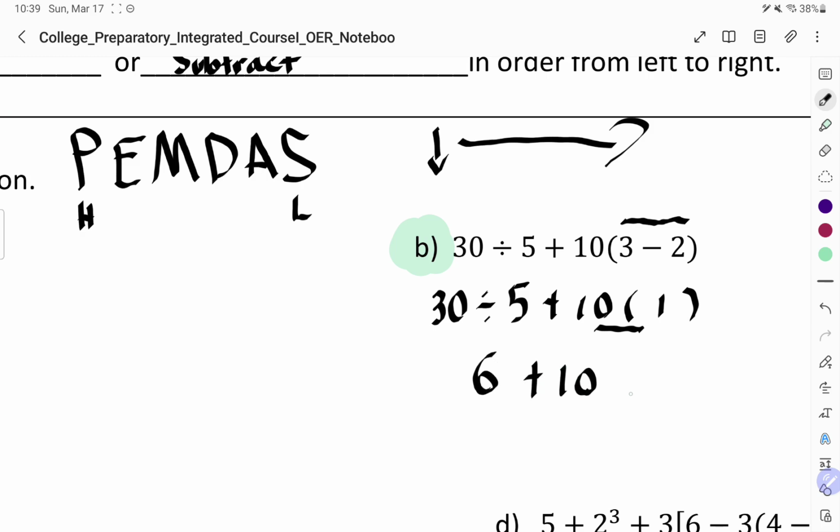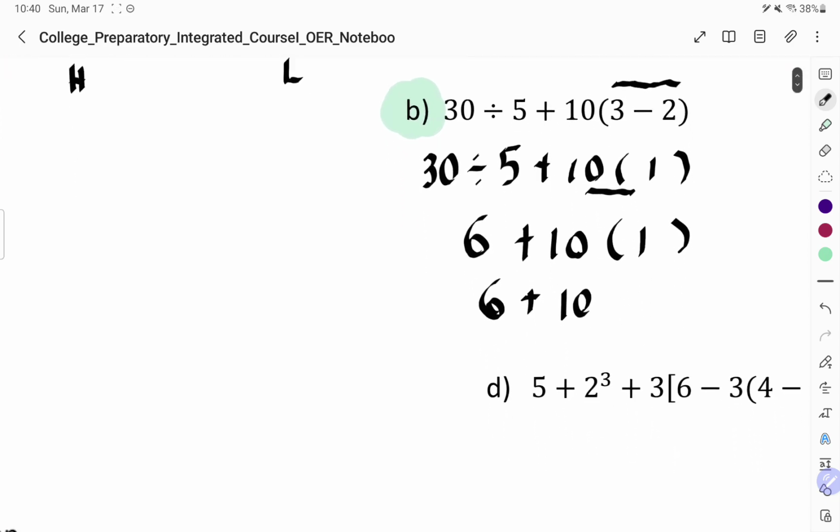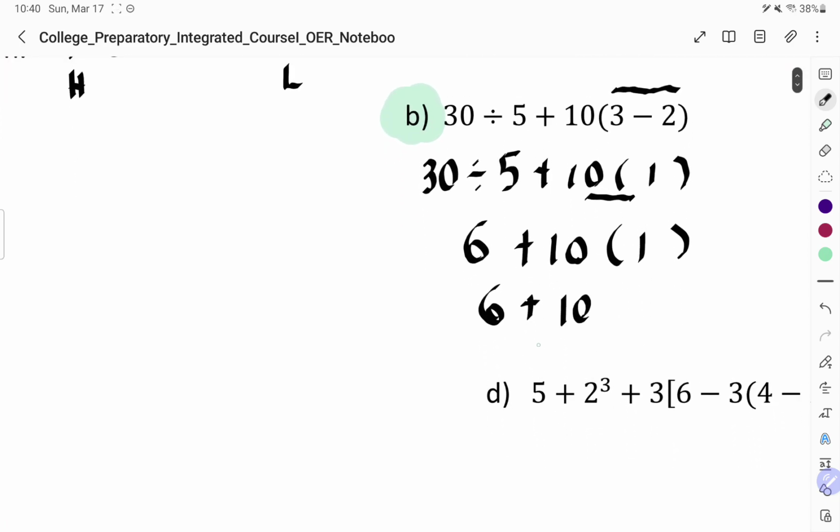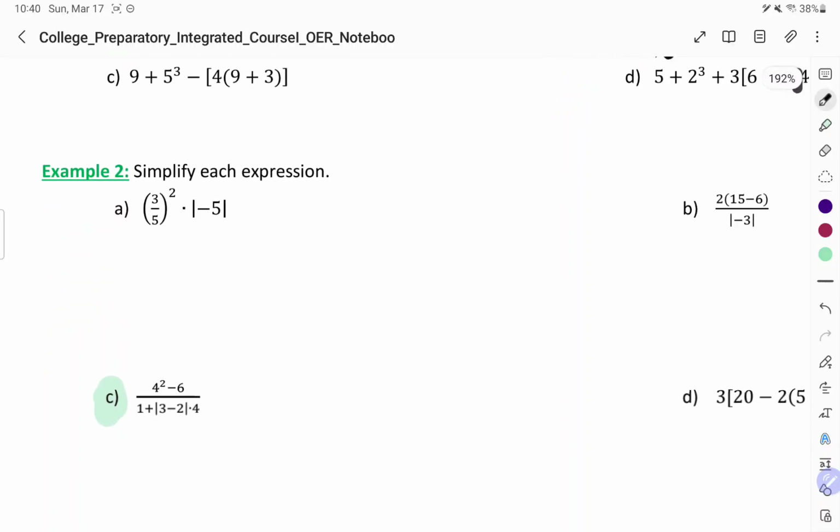So 10 times 1. Now, instead of doing the addition first, even though in this case it's not going to change my answer, I'm going to go ahead and do the multiplication. So 10 times 1 is 10. And finally, 6 plus 10 is the last thing, 16. And that's how you do PEMDAS. It's not really hard, it's super easy. Let's go ahead and do the next problem.